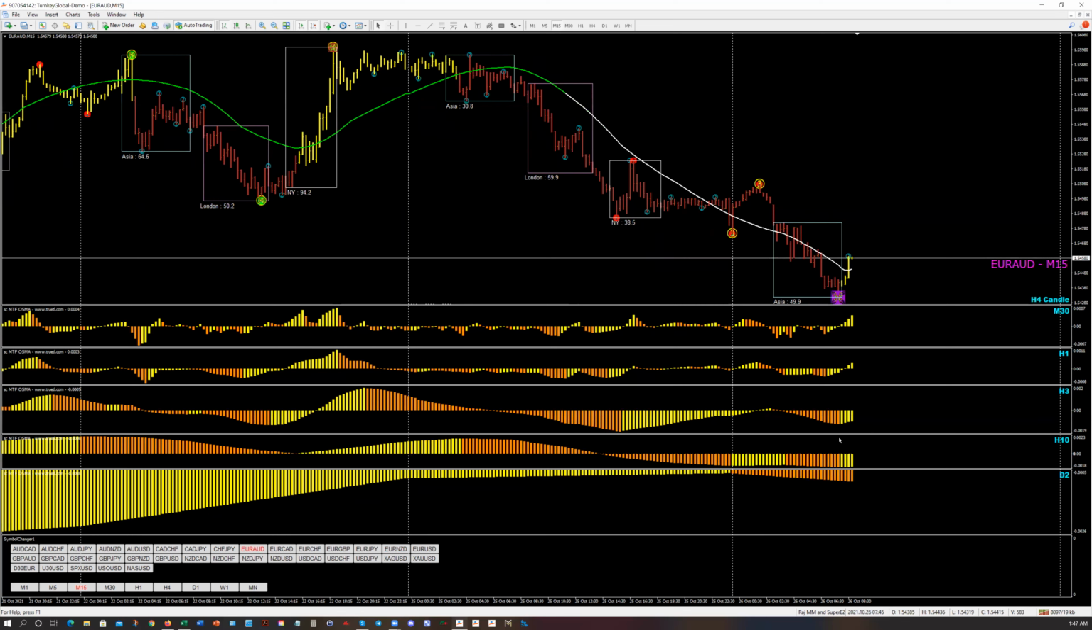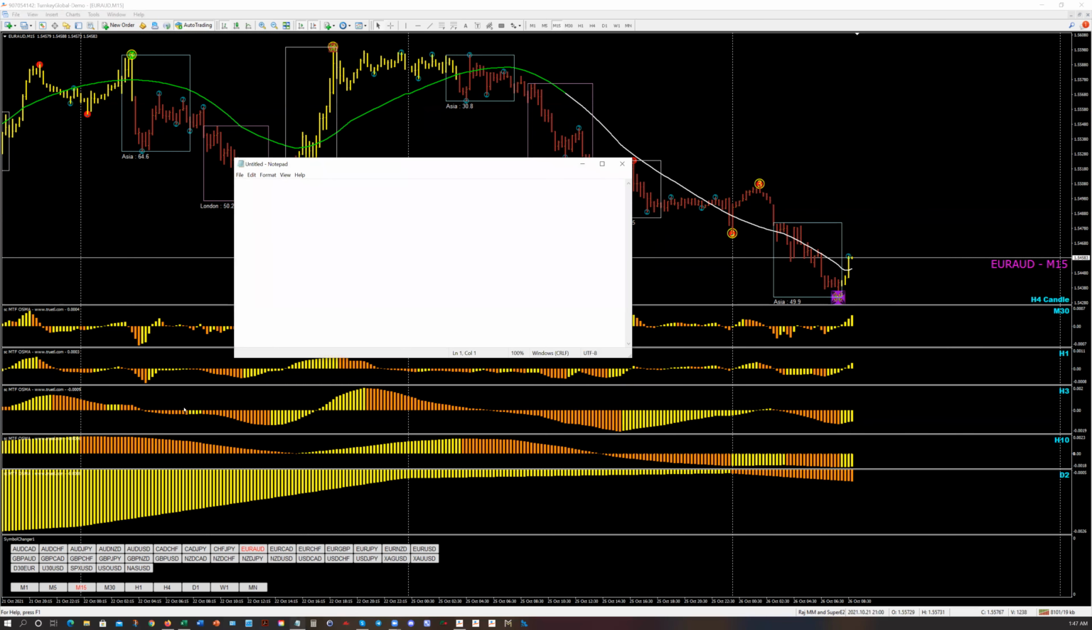Euro Aussie. Euro Aussie is set to go long, but has to establish a low of the session for us to take a trade. We have a 3-ball on the H4. So this should be a good long trade once the low of the session is established. I'll just make a note here.